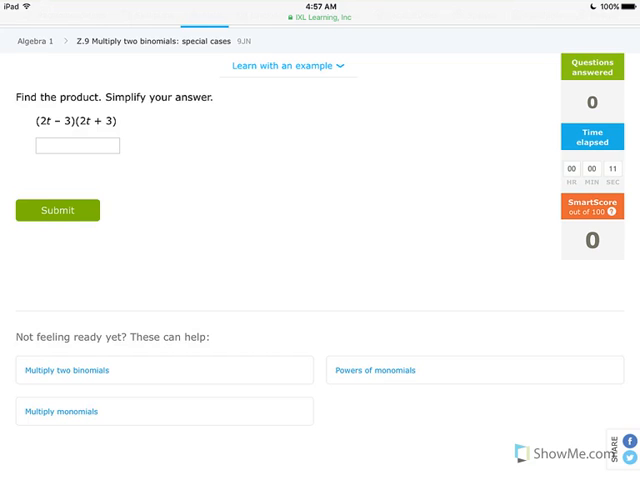And here is our first example from IXL.com. So we want to multiply these two binomials. First we want to distribute 2t. So 2t multiplied by another 2t. 2 times 2 should get you 4, and t times t is t to the second power, so t squared.